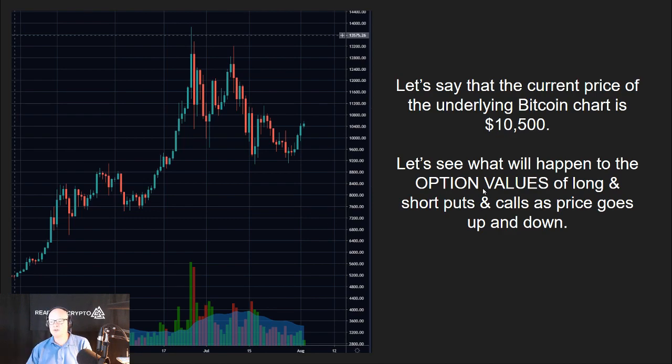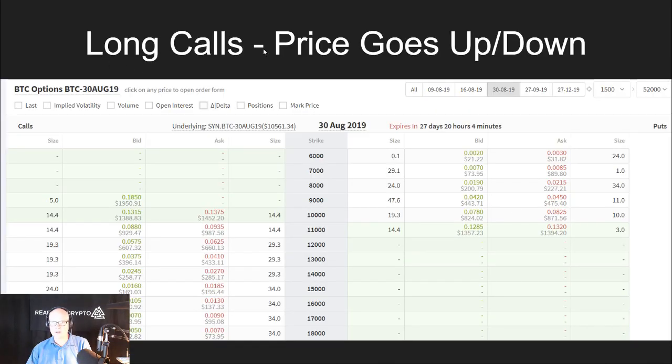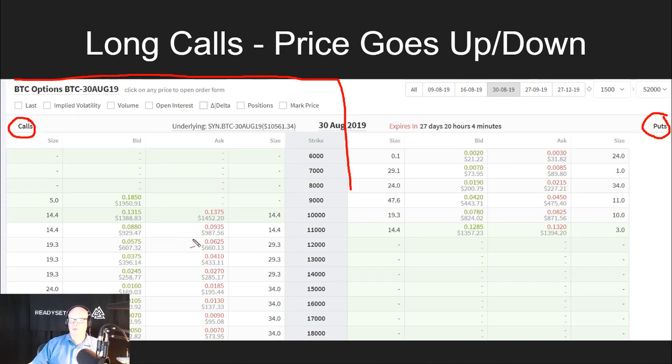Let's see what will happen to the option's value of long and short puts and calls as the price goes up and down. So if I have long calls, then all I care about is this side. I don't care about the puts. The puts are over here. All I care about is the calls. So if we see the price go up, then these values are all going to go higher. All of these values will go higher. Now, some will make larger gains than others will.